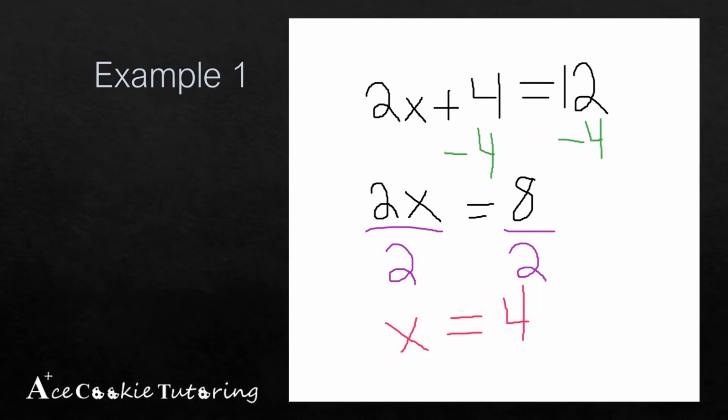Now if you want to see everything all together for example number 1, that's on this screen. We've got 2x plus 4 equals 12. That was my problem. And then we have the green. We subtracted 4 from both sides. And then you can see the purple, which was step 2. We divided both sides by 2. So my final answer is 4. I just wanted to show it to you in two different ways, so that way you had a couple of different ways to learn how to do this problem. Okay, let's go ahead and move on to example number 2.